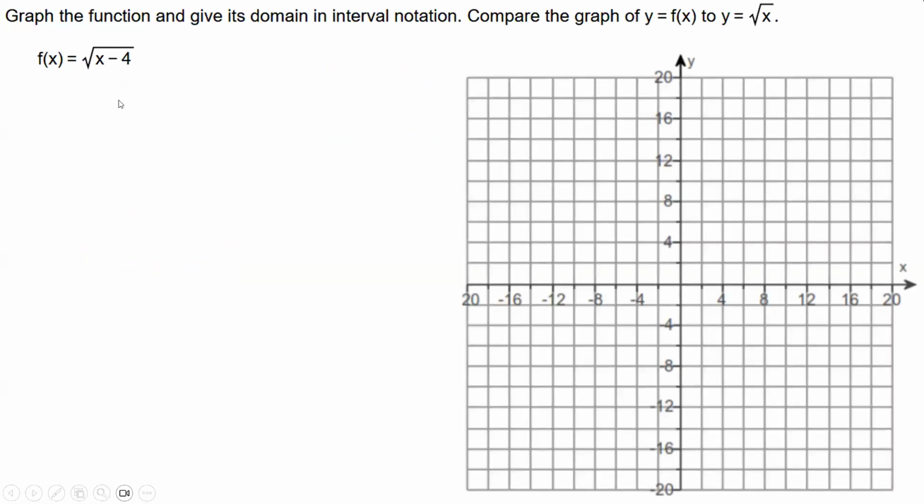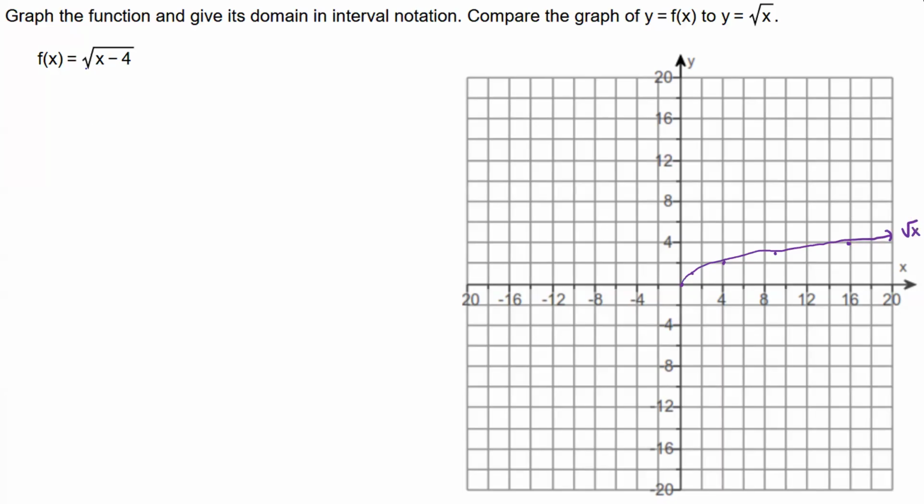All right, so graph the function and give its domain in interval notation. Compare the graph to y equals square root of x. Well, y equals square root of x, we already have done that one. At 1, it was 1. At 4, it was 2. At 9, it was 3. At 16, it was, well, that's not 3, that's 4. I better erase that one. Need to get a better graph here. So at 9, it was 3, and at 16, it was 4. So that was kind of the graph of the square root of x.